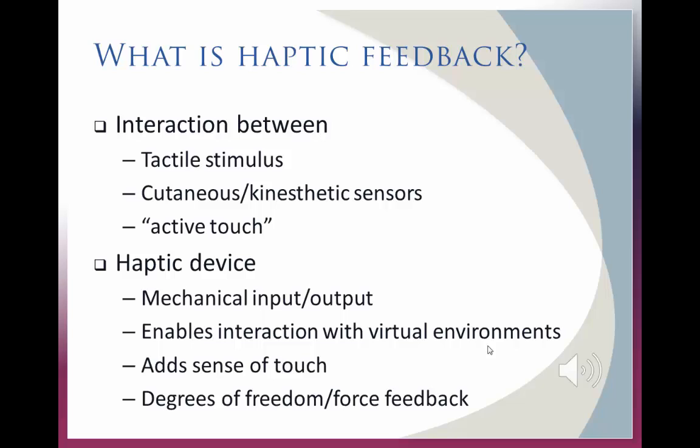So what exactly is haptic feedback? Haptics refers to the interaction between a tactile stimulus provided by the environment and a combination of cutaneous and kinesthetic sensors in tendons, ligaments, joints, and muscles. It may also be considered active touch. A haptic device is a mechanical input-output device that enables the user to interact with virtual environments by adding a sense of touch. One of the earliest uses of this technology was in the aviation industry.